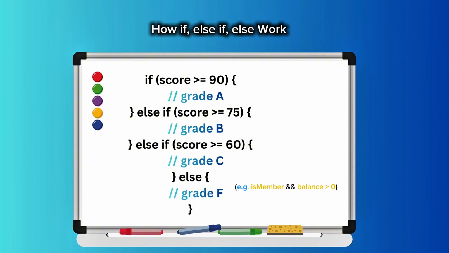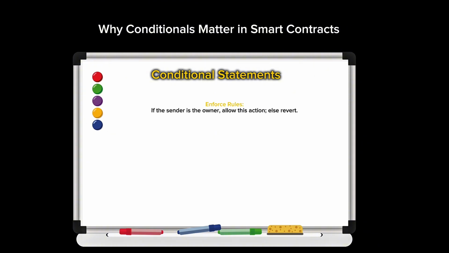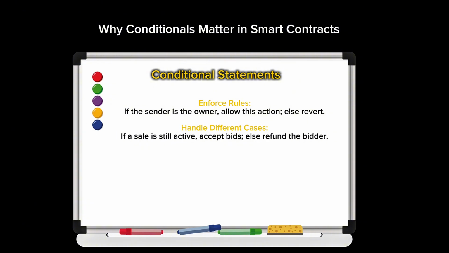Why do conditionals matter in smart contracts? Smart contracts often need to enforce rules and adapt to inputs. Conditional statements are how you embed these rules. Enforce rules, like: if the sender is the owner, allow this action, else revert. Handle different cases, like: if a sale is still active, accept bids, else refund the bidder. Perform validations, like: if the user's balance is sufficient, proceed, else throw an error.